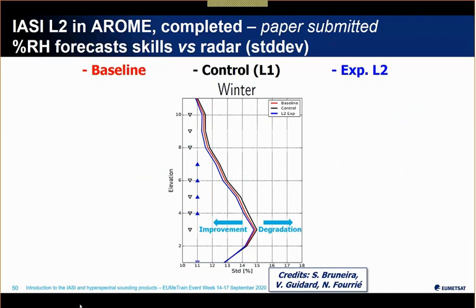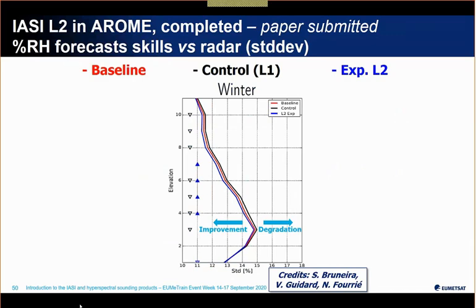And the forecast resulting from the assimilation of the level 1 of IASI and level 2 of IASI has been compared to a number of reference data. And in that case, I'm showing comparison of relative humidity to ground radar. I'm showing the standard deviation of these differences. So in this plot, you see the red is the baseline experiment without any IASI, without any AMSU and microwave, so not even the radiances and not the level 2. So this is the baseline for comparison.